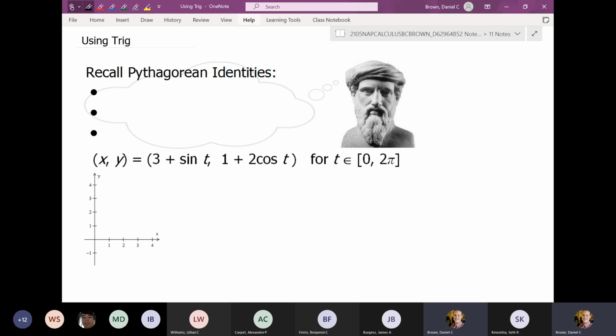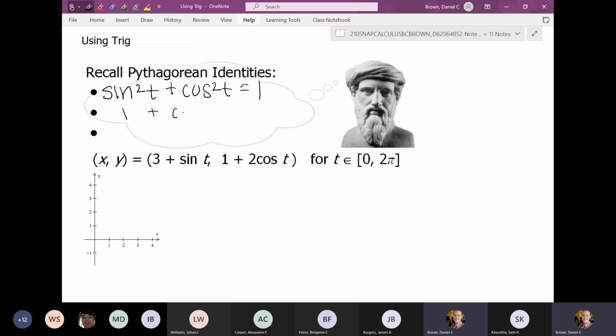The last and final way you should remember how to get rid of any parameters is sometimes you have to use a trig identity. And for us, the only trig identity that we really need to know is the Pythagorean identities, which of course everyone knows the original one. And then we can get to the other two by either dividing everything by sine or dividing everything by cosine. So we have sine squared plus cosine squared is equal to 1.